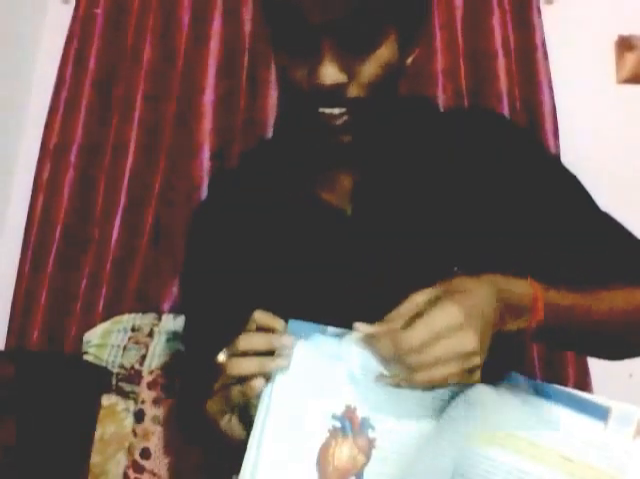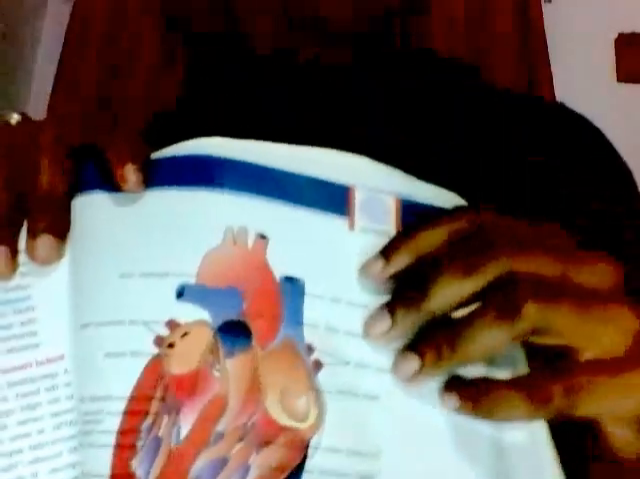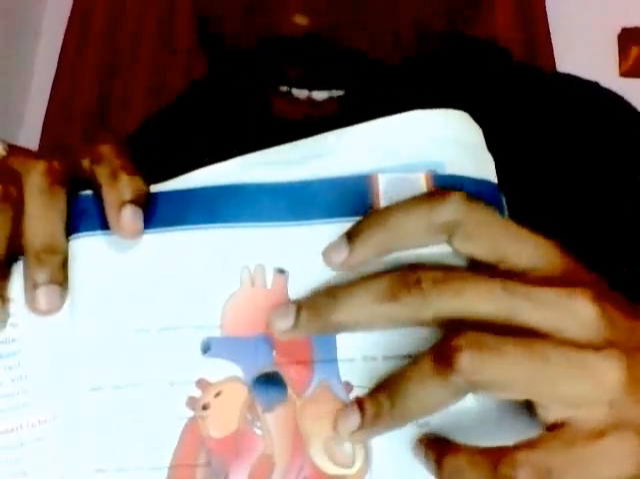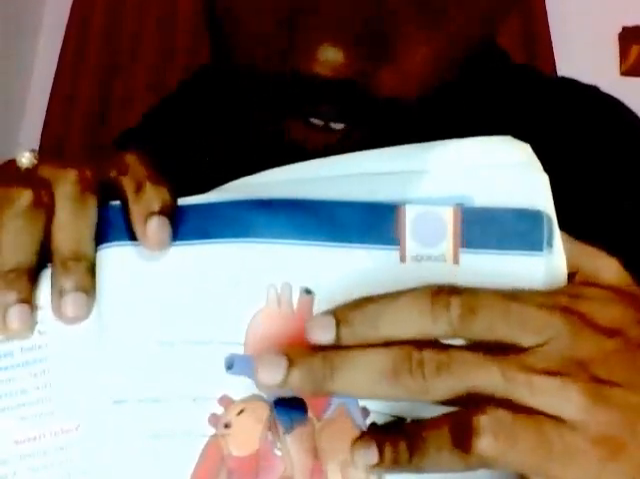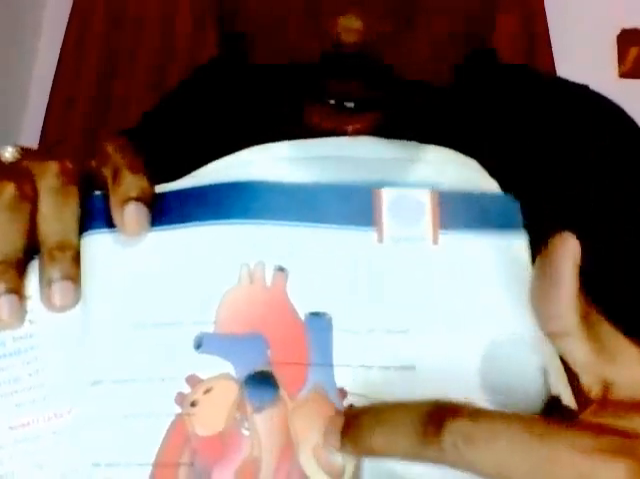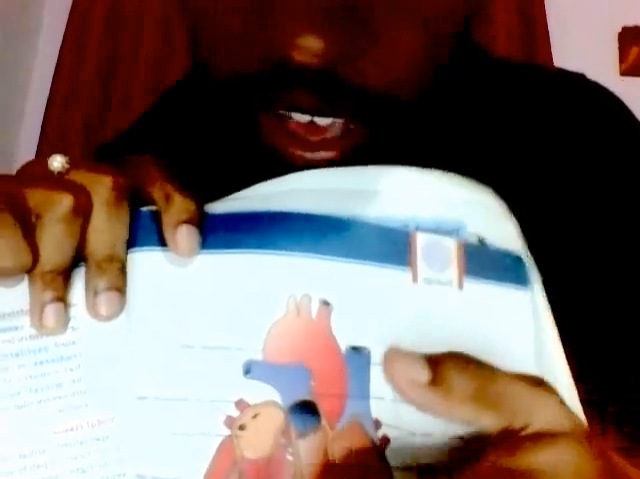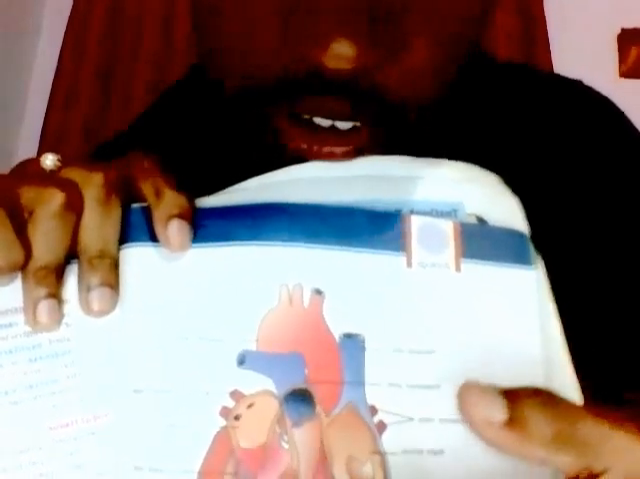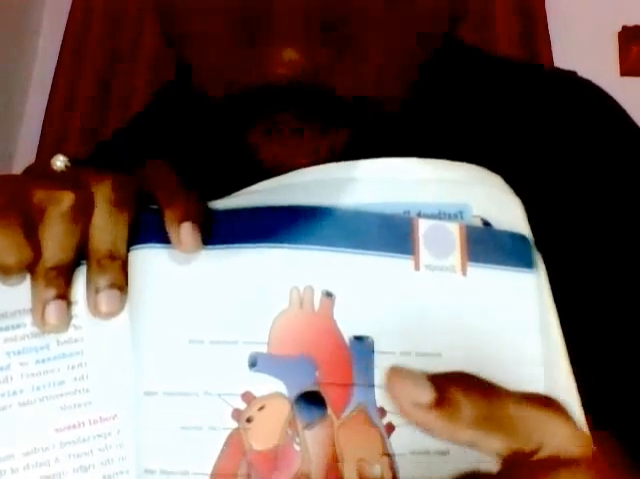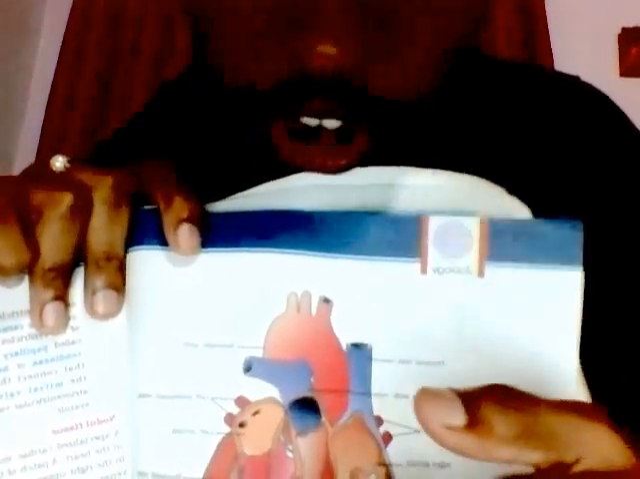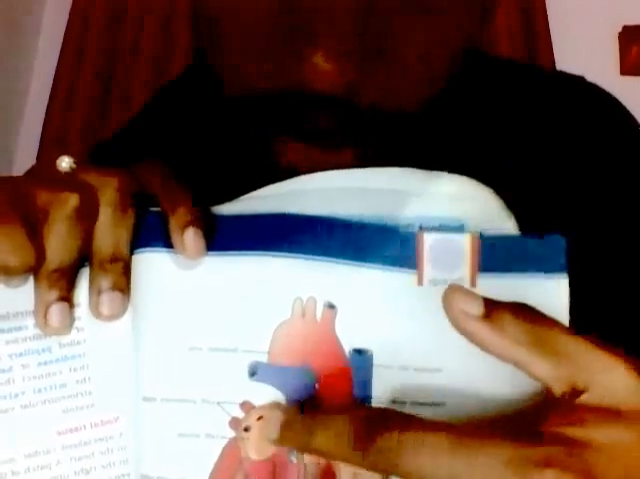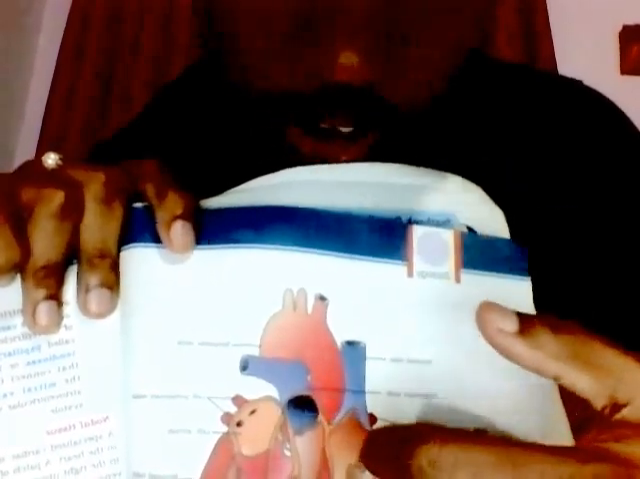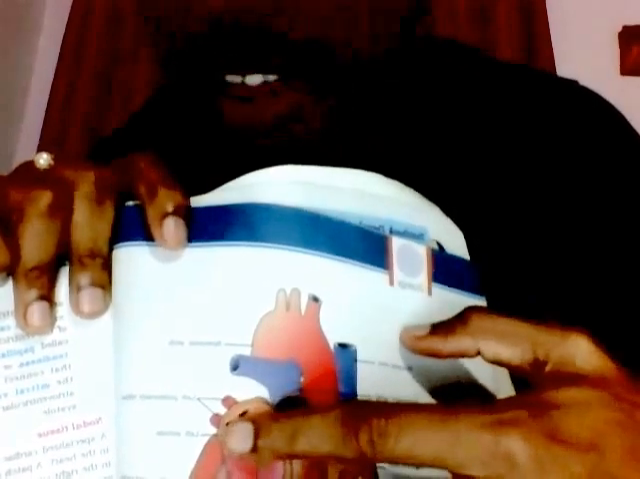If we go through the internal structure, this is the systemic arch, and this is the pulmonary arch, and this is the right auricle, which is larger than the left. This is the left auricle, and this is the left ventricle, and this is the right ventricle. You can observe that the left ventricle is thicker than the right ventricle. You can also observe that the right auricle is larger than the left auricle.